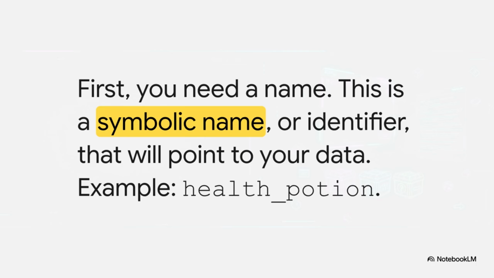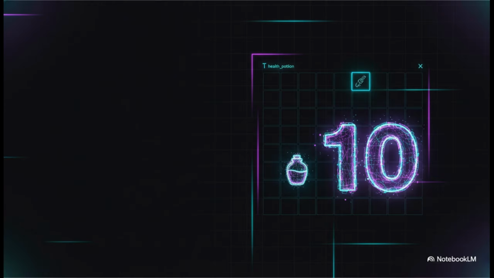Step 1, you need a slot in your inventory. You find an empty space, and you give it a unique name, a special tag. For this one, we're calling our slot health_potion. Okay, so you've got your named slot. Now you need the actual loot you want to store. It can be literally anything, but for our example, it's a value, the number 10. Maybe that means we have 10 health potions.